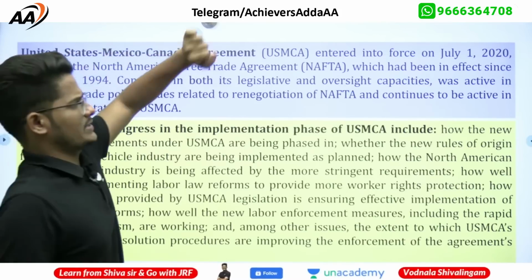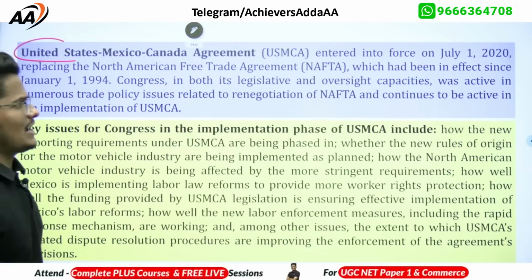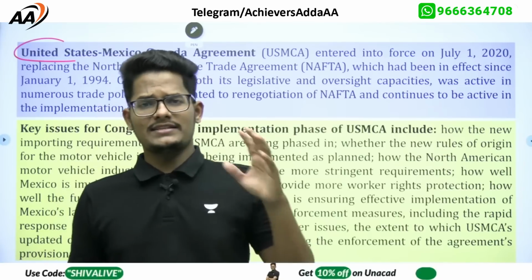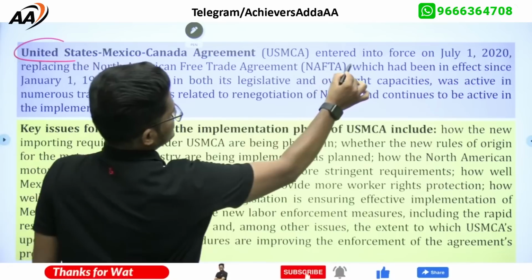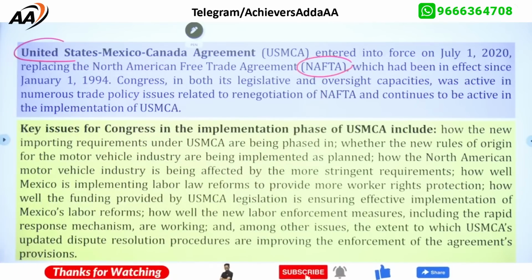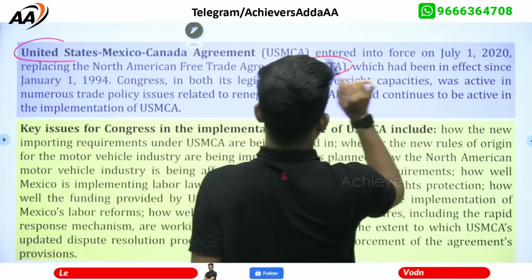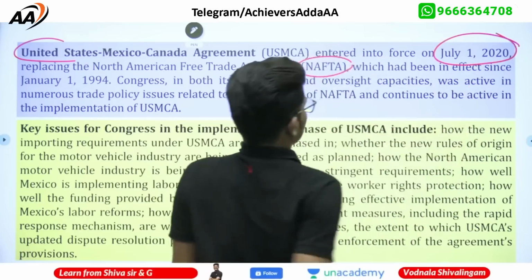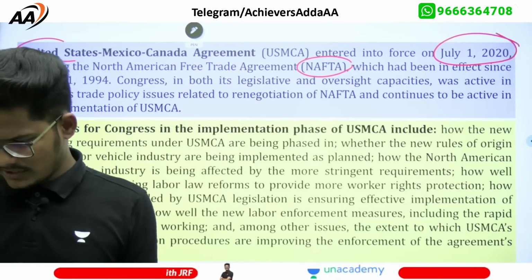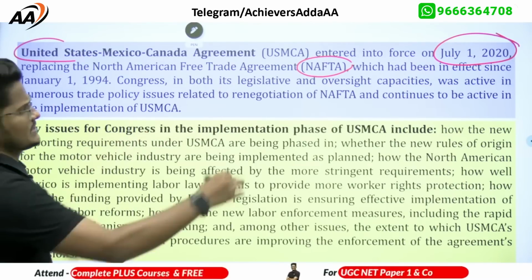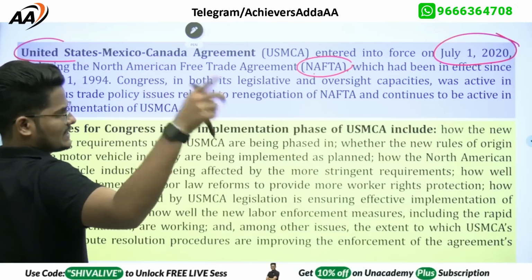And recently another question is USMCA, United States Mexico Canada Agreement. Previously this USMCA was called what agreement? NAFTA. This was NAFTA, the old NAFTA. Now it is the new NAFTA. North American Free Trade Agreement was converted into USMCA on July 1st, 2020. So from that date onwards, NAFTA became USMCA, having 3 countries: United States, Mexico, Canada.